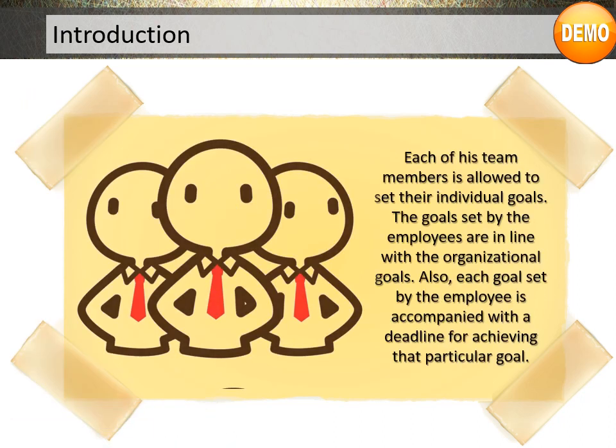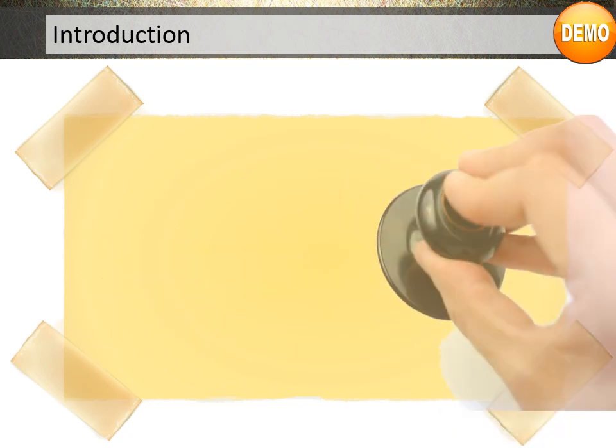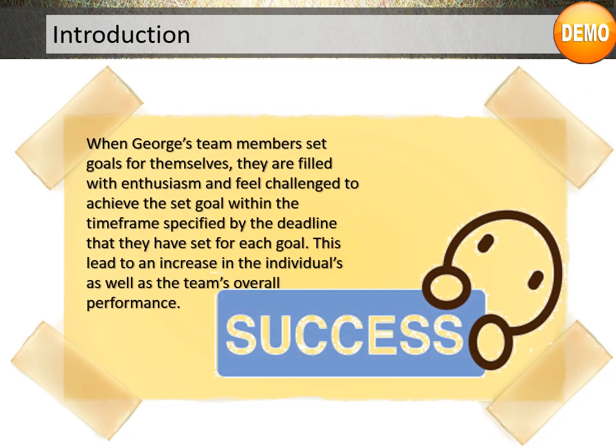Each of his team members is allowed to set their individual goals. The goals set by the employees are in line with the organizational goals. Also, each goal set by the employee is accompanied with a deadline for achieving the particular goal. When George's team members set goals for themselves, they are filled with enthusiasm and feel challenged to achieve the set goal within the time frame specified by the deadline that they have set for each goal. This led to an increase in the individual's as well as the team's overall performance.